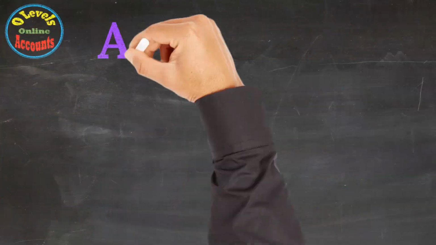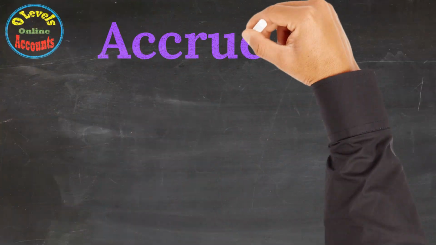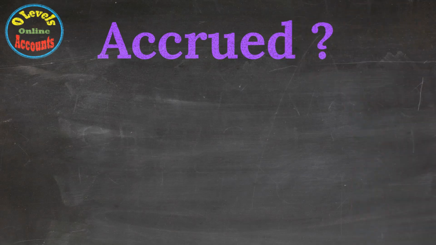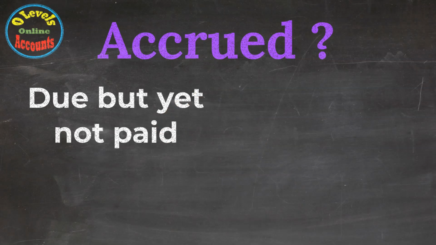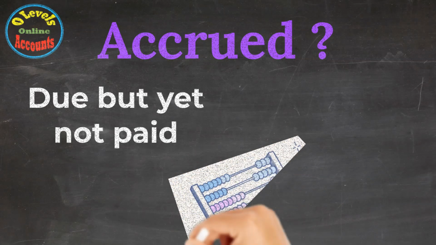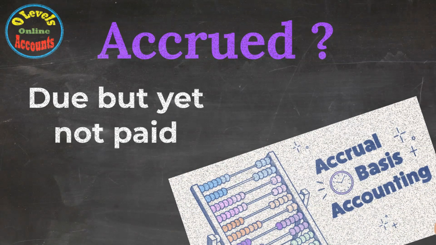The main question is, what does accrued mean? It means that it is due but yet not paid. In accounting, accrued refers to the recognition of revenues and expenses that have been earned or incurred, respectively, but have not yet been recorded through the normal financial transactions. Let's discuss in the next slide.